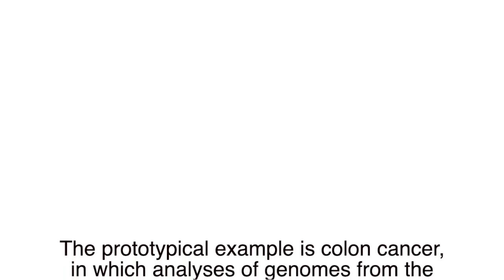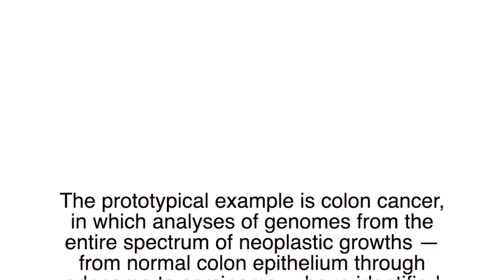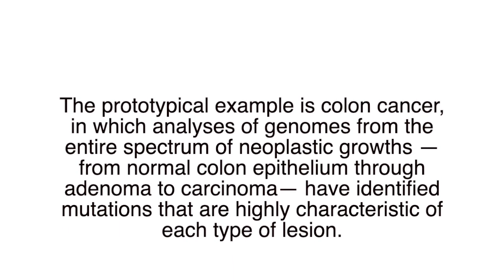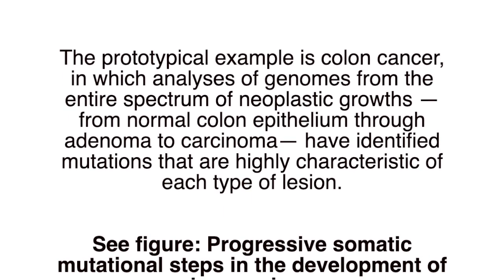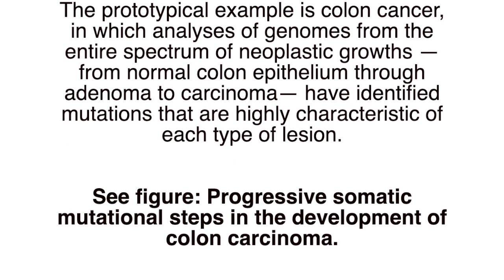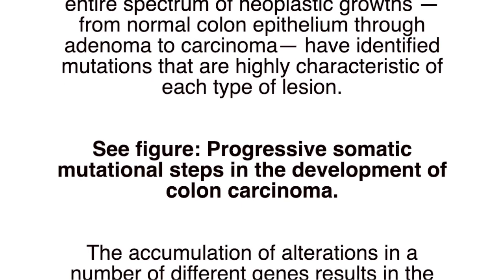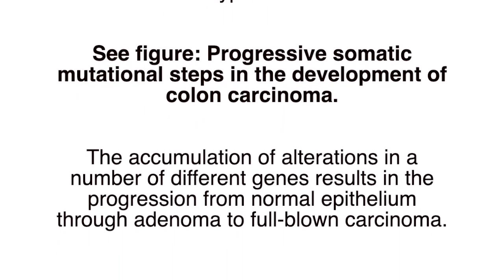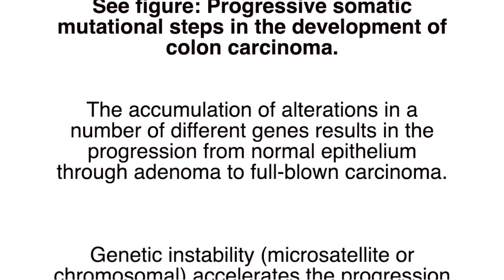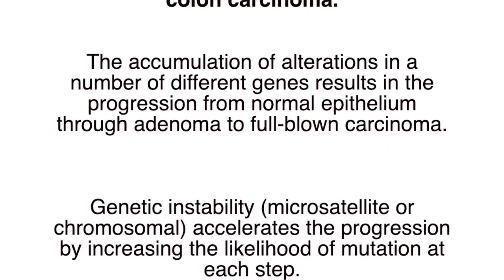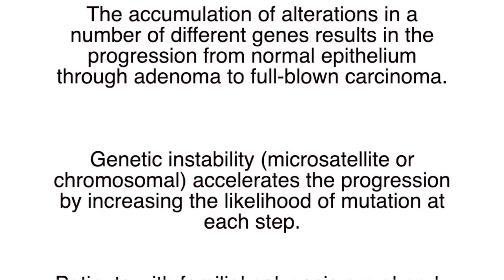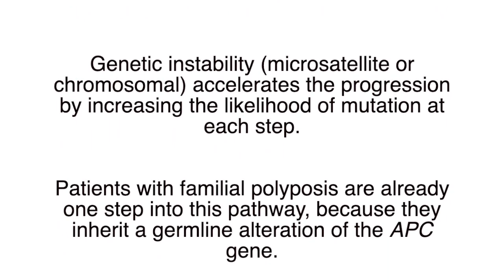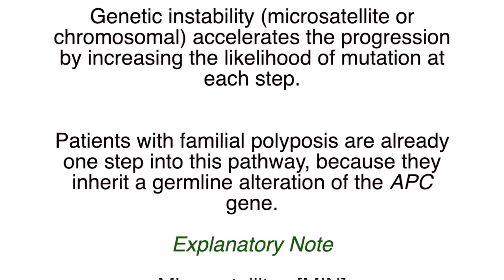The prototypical example is colon cancer, in which analysis of genomes from the entire spectrum of neoplastic growths from normal colon epithelium through adenoma to carcinoma have identified mutations that are highly characteristic of each type of lesion. See figure shown earlier, that is progressive somatic mutational steps in the development of colon carcinoma. The accumulation of alterations in a number of different genes results in the progression from normal epithelium through adenoma to full-blown carcinoma. Genetic instability, microsatellite or chromosomal instability, accelerates the progression by increasing the likelihood of mutation at each step. Patients with familial polyposis are already one step into this pathway because they inherit a germline alteration of the APC gene.